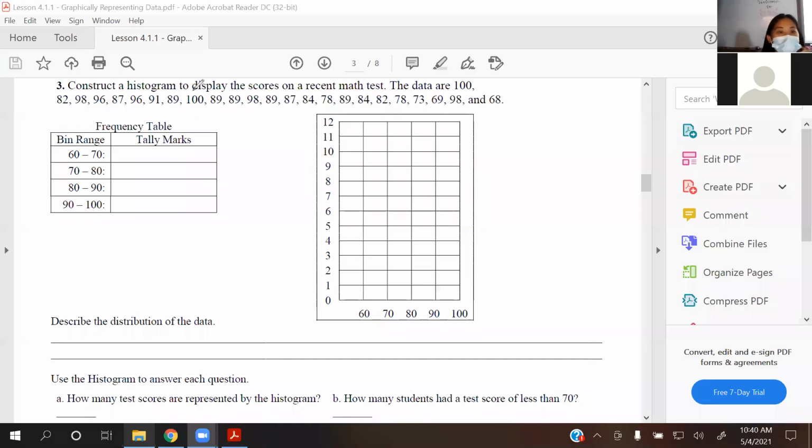Good. Now we're going to construct the histogram to display the scores on a recent math test. We have a frequency table, and then we have this, which looks kind of like the setup of a bar graph, but you'll see how it works.